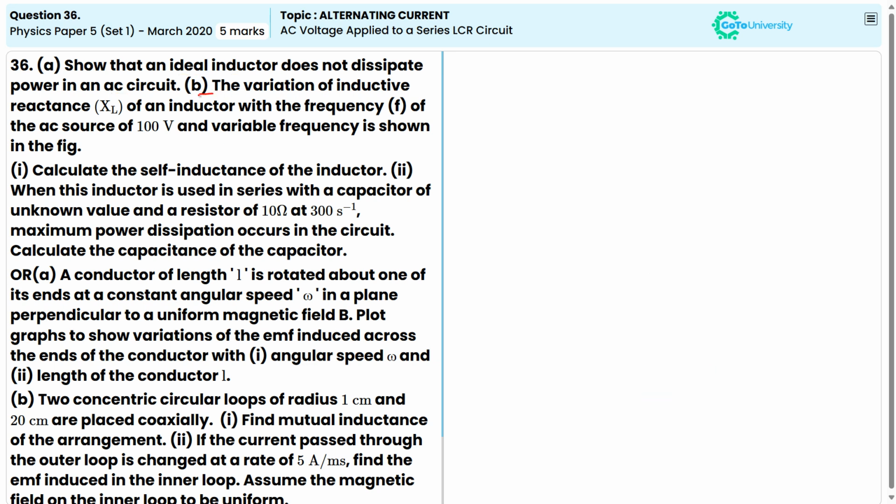Now let us discuss question B. For solving question B, let us consider the figure. This is resistance in ohm. We have the values 20, 40 and 60. Here we have 100, 200 and 300.